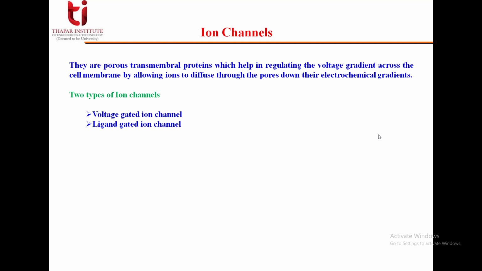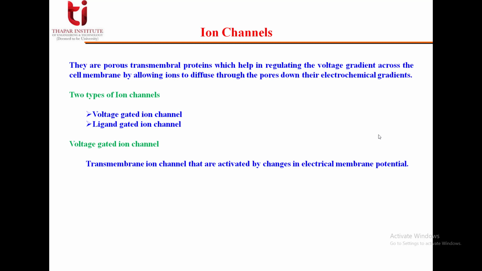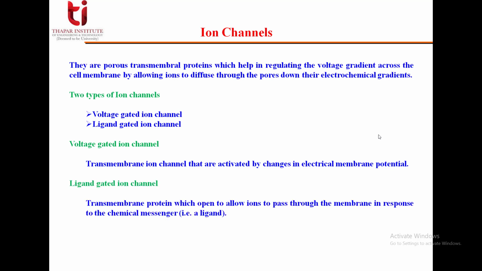Now how can we differentiate between the two? Voltage gated ion channels are transmembrane ion channels that are activated by changes in electrical membrane potential, that is voltage. And the ligand gated ion channel means a transmembrane protein which opens to allow ions to pass through the membrane in response to a chemical messenger, or we can say some input. We are calling it a ligand. So we have two different types of ion channels, the voltage gated and the ligand gated ion channels.